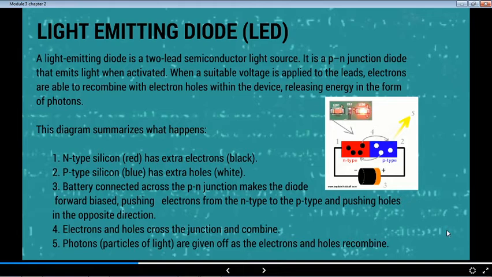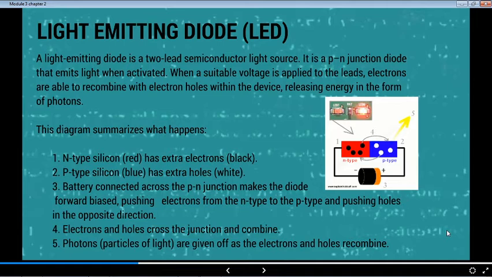We can take an example of parking slots. The whole road can be considered as the n-type, and the p-type is the parking area. The cars can be termed as electrons. So cars move from the road to the parking slot, that is, they move from n-type to p-type.